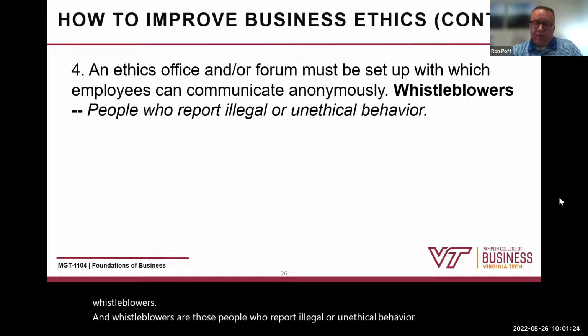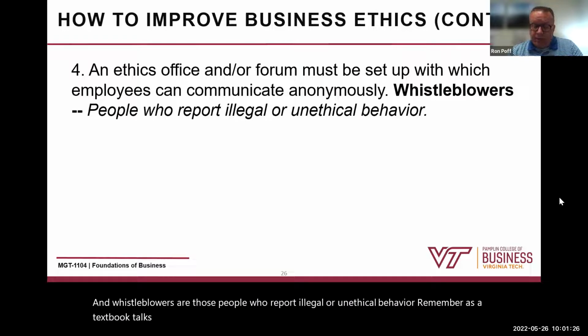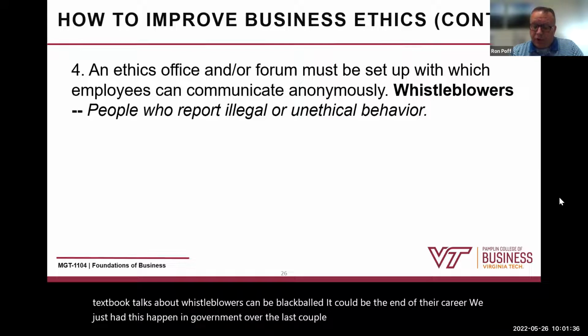Remember, as the textbook talks about, whistleblowers can be blackballed. It could be the end of their career. We just had this happen in government over the last couple of years in the Trump administration.